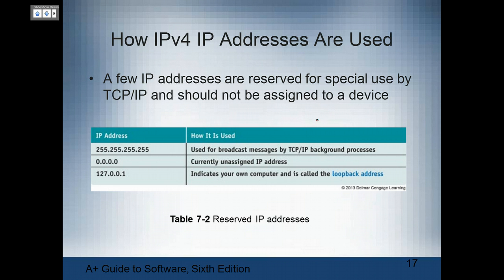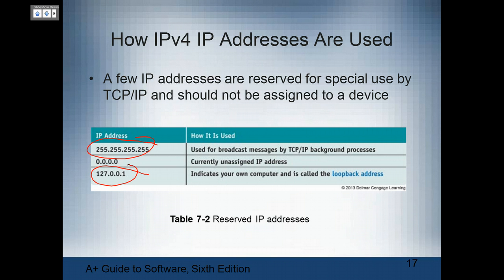A few IP addresses are reserved for special use. The all ones is called the broadcast, right? The all zeros is the currently assigned IP address. It's actually any IP address. And 127.0.0.1 is called a loopback address. Loopback is the one that's for troubleshooting.